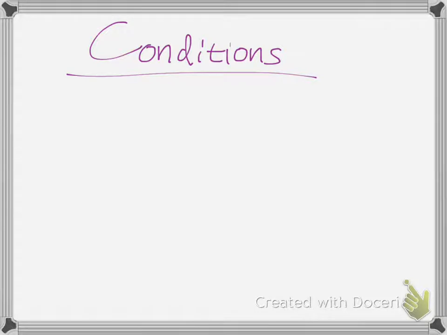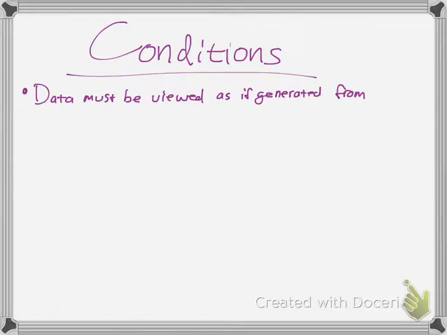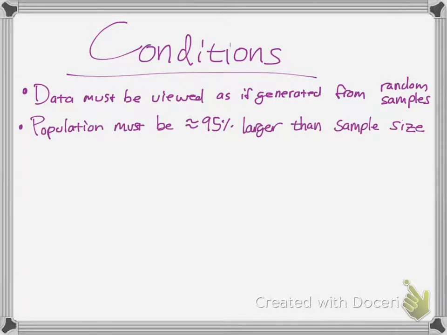So here are some conditions when using the t-distribution. Your data must be viewed as if it were generated from random samples, so you have to make it seem that it's not all skewed towards one side or another. It has to be randomly generated, or appear to be. And the population must be 95% larger than the sample size. This is saying, if you use the t-distribution, empirical analysis tells us that if your sample size is larger than 5% of the actual population, then pretty much you can't use the t-distribution.